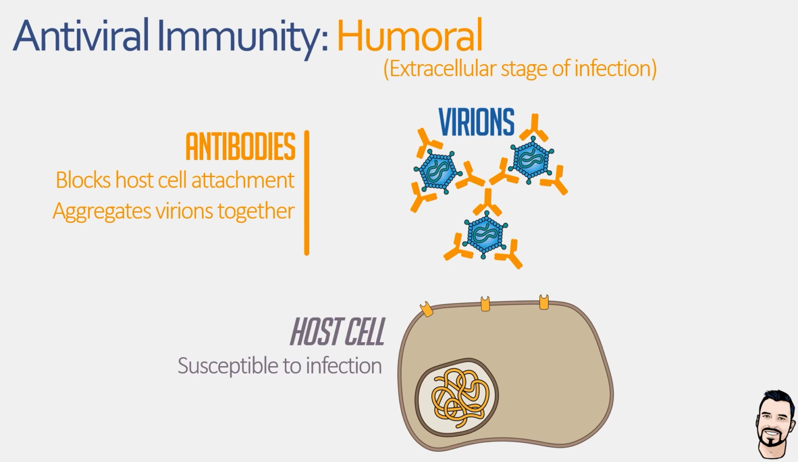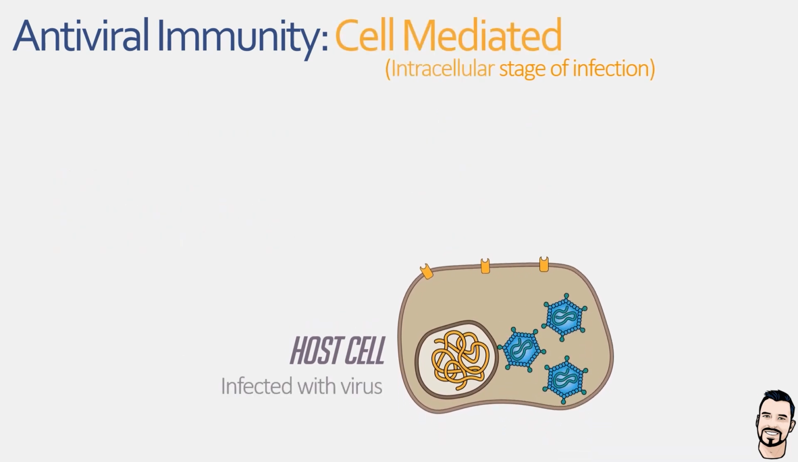Now, in addition to blocking host cell attachment, antibodies can also aggregate virions together using the long stem of the antibody. What this does is it allows the antibodies to clump all the virions together, making it easier for our macrophages to remove large numbers of virions at once via the process of phagocytosis. Now, that rounds out our humoral response, but we also have the cell-mediated stage of antiviral immunity.